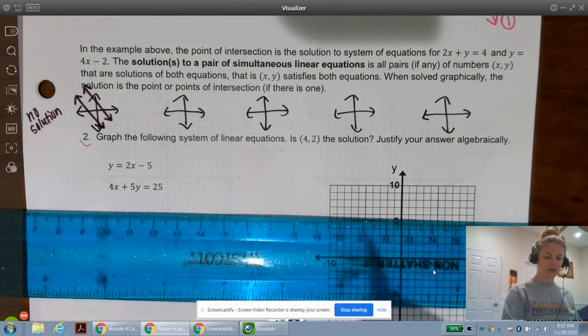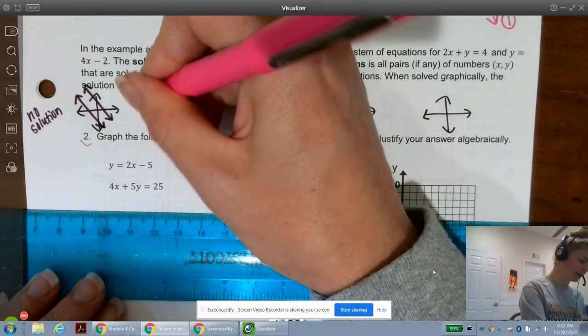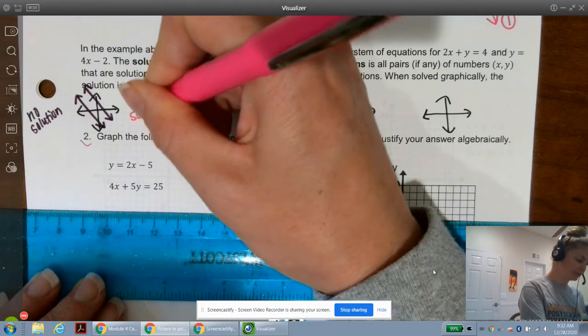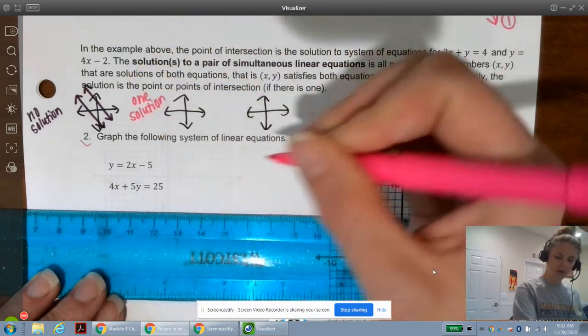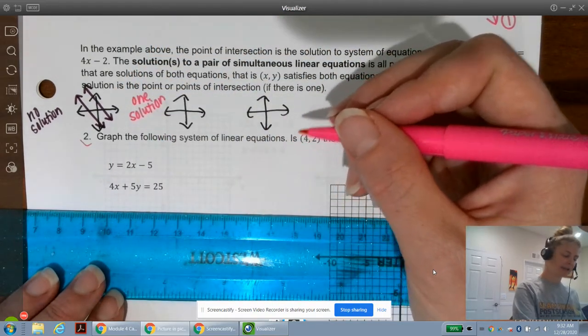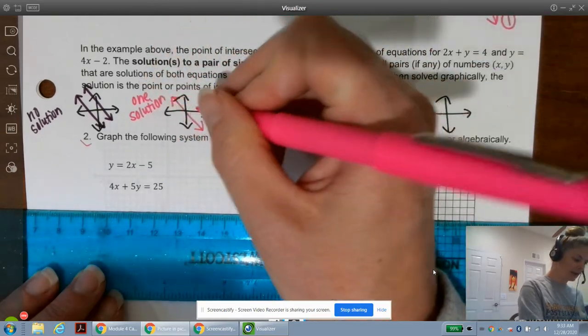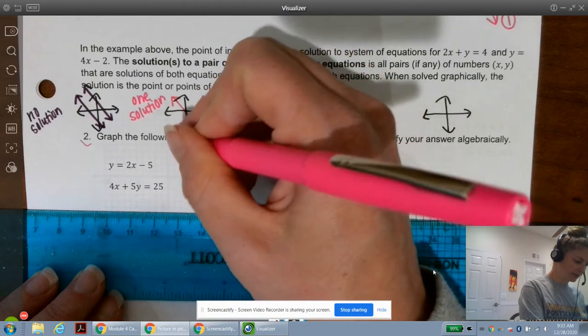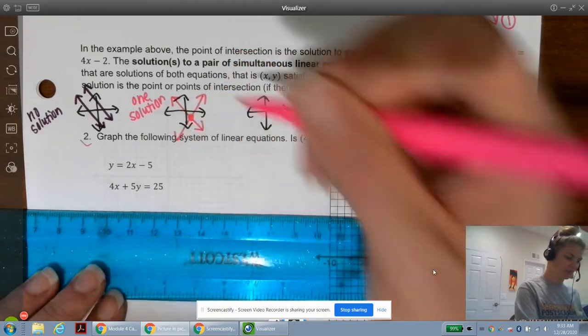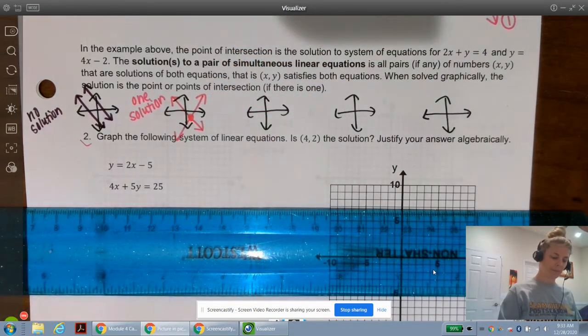Another situation we could have is one solution. One solution means the 2 lines intersect at one point. They have different slopes, and they could intersect anywhere. It just means that they're going to have different slopes. So there would be my one solution, the point of intersection.